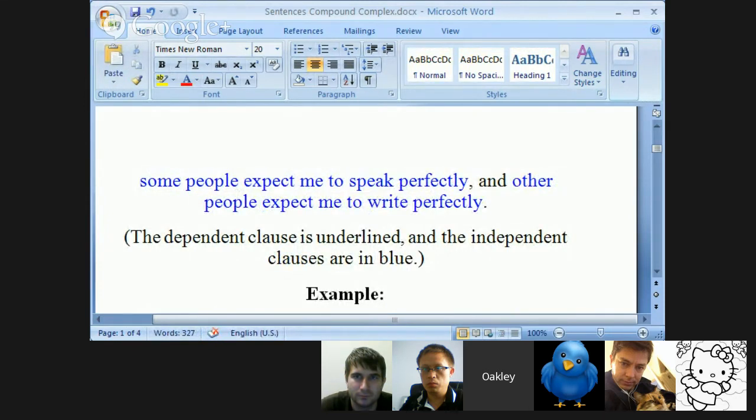Heidi, what kind of sentence is this? Some people expect me to speak perfectly, and other people expect me to write perfectly. Two independent clauses. That's correct. So it is a compound sentence. Precisely. Exactly. It's two independent clauses, making it a compound sentence. Now, if I were to put that back where I found it.